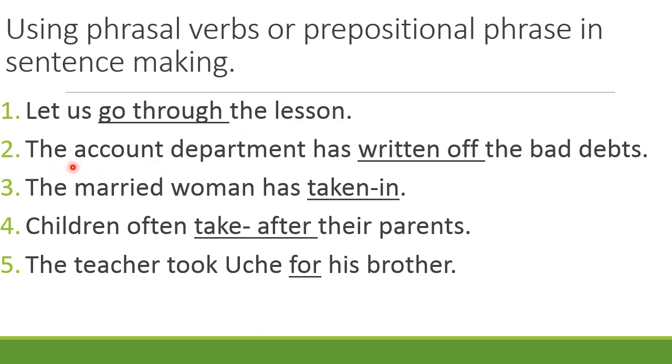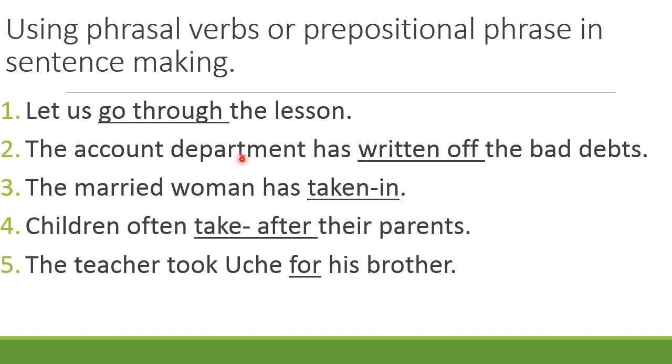Number 2: The accounts department has written off the bad debts. They have cancelled it. They have ruled it out. They have taken it out. Do you understand? Good.